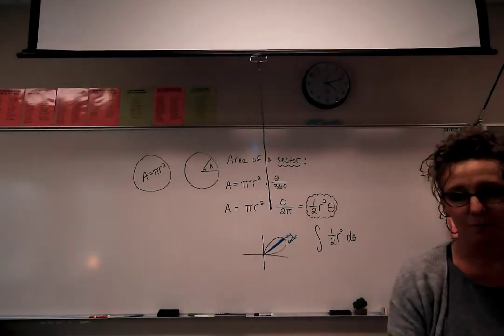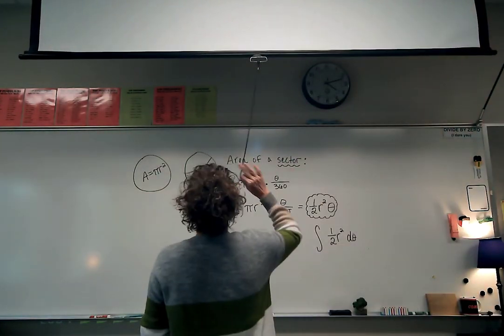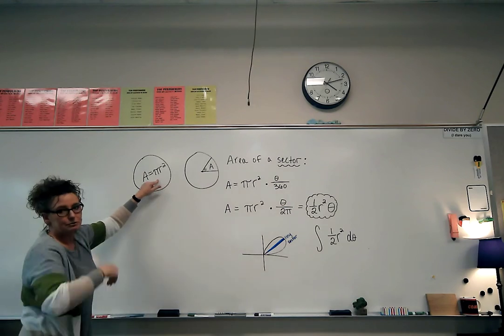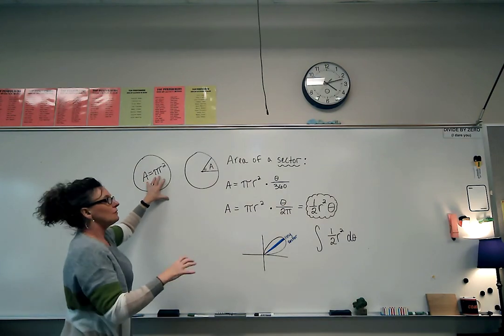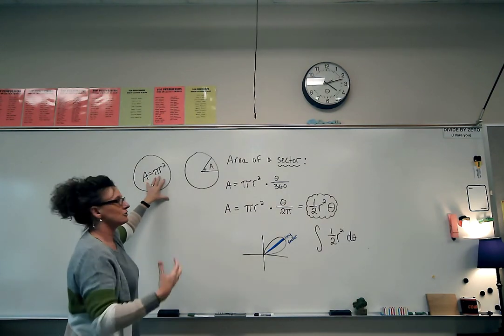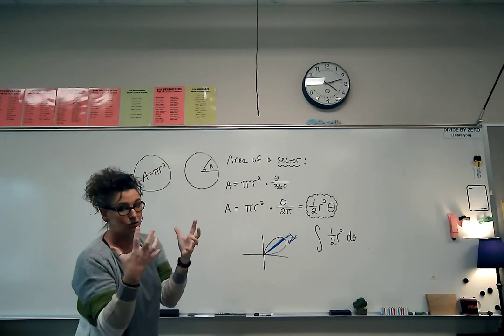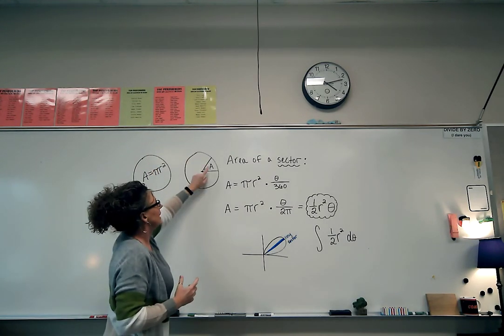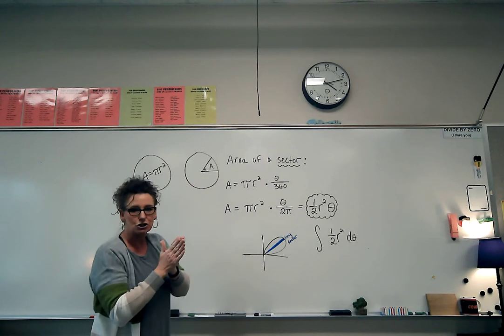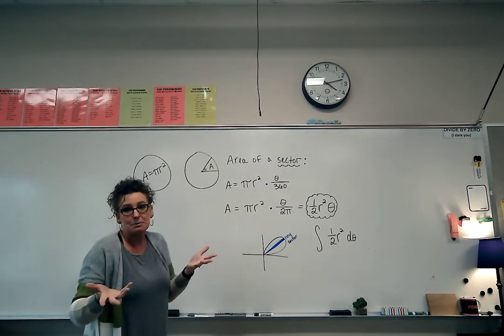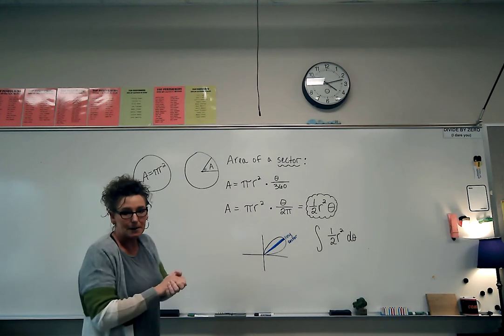So in geometry, you learned, of course, the formula for area of a circle. Easy. So this gets you the area of the entire circle. What if you don't want the area of the entire circle? What if you only want the area of one sector? Now, a sector is just the formal name for like a piece of pie or a piece of pizza.